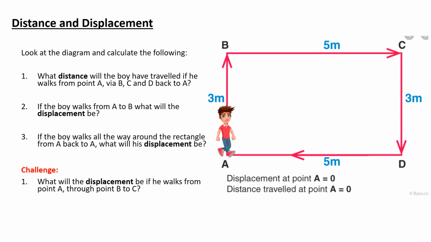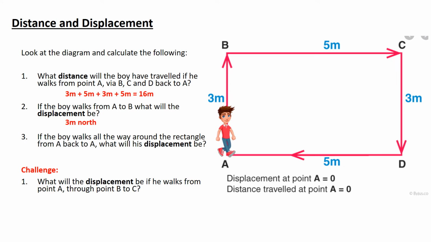Yes, you're right. You would add those different distances together. So we would add 3 to 5 to 3 to 5, giving me a total of 16 metres. If the boy walks from A to B, what would the displacement be? Well, his displacement would be 3 metres north.